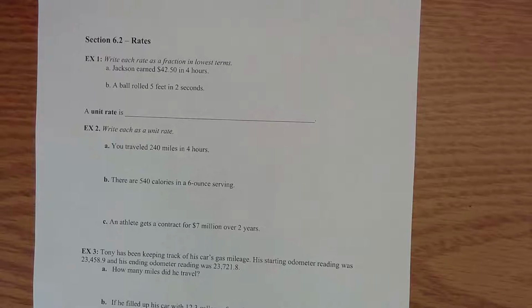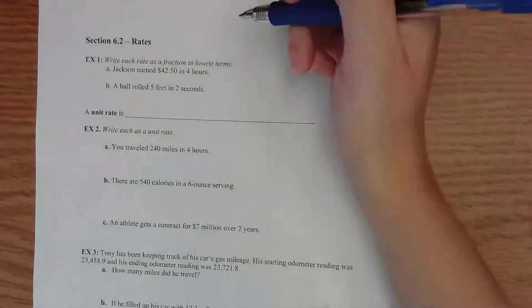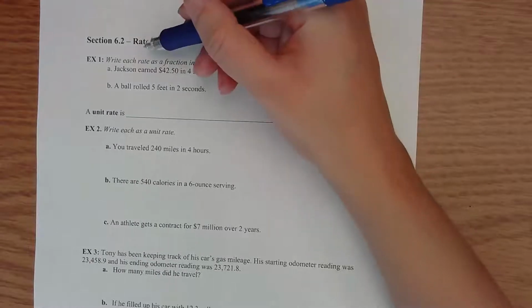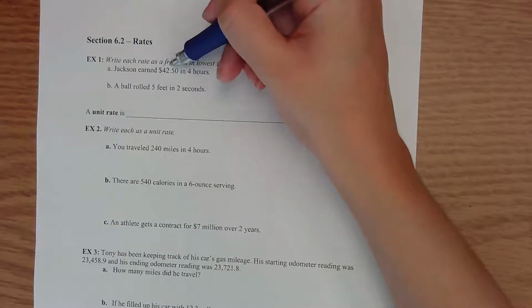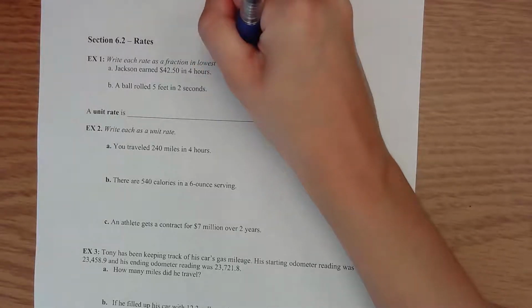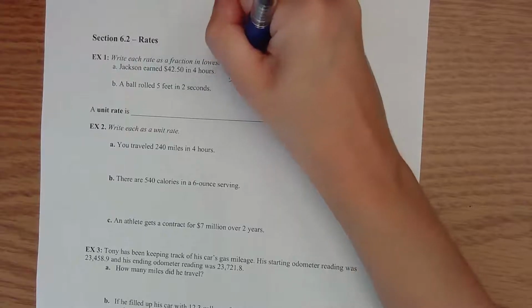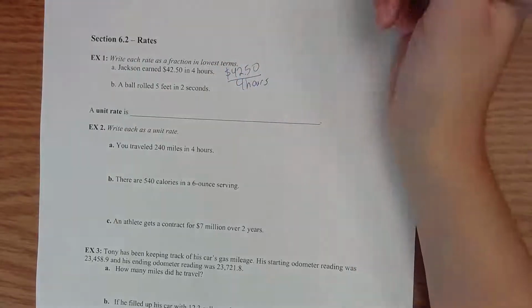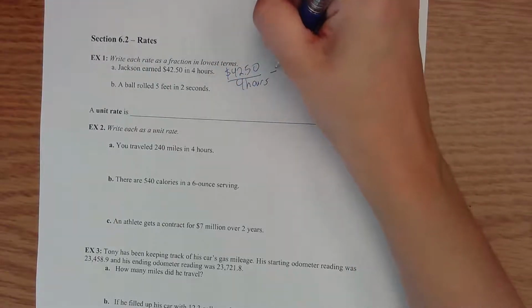So let's get going. In example 1, all I want you to do is write each rate as a fraction in lowest terms. So we're going back to ratios, but we're going to write them as rates since they have different units. So Jackson earned $42.50 in 4 hours. That as a rate would be $42.50 over 4 hours. And then we'll simplify that, okay?